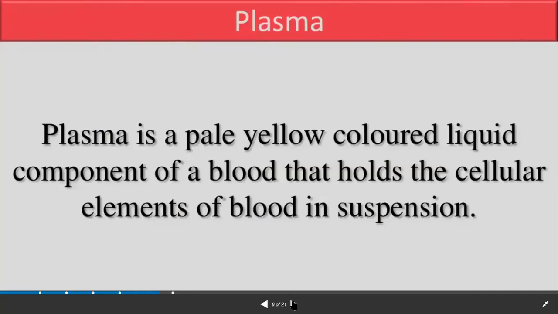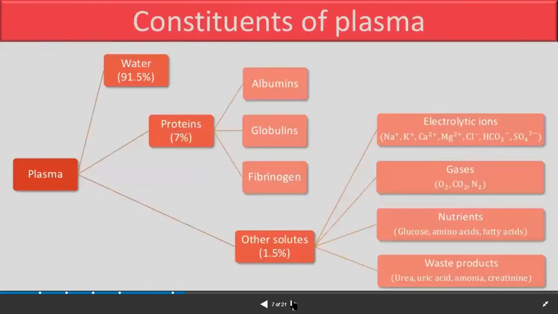So the plasma is just like you have soup, you cooked soup, right? And then you have meat in the soup. So those meats are suspended inside the liquid part of the soup. So that liquid part of the soup is the plasma, right? Like those meats are the cellular elements. So that is what happens in blood. So plasma is the pale yellow colored liquid component of the blood that holds the cellular elements of blood in suspension. Now, constituents of plasma.